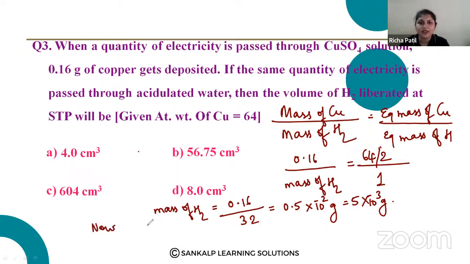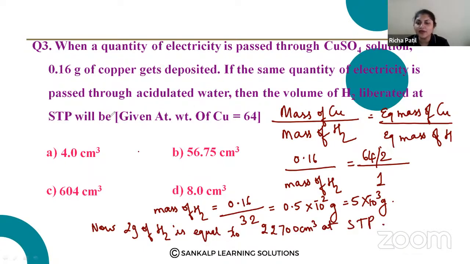Okay. So now for 2 grams, if the same quantity of copper is deposited, passed to acidulated water, then the volume of H2 liberated at STP will be. So for 2 grams of H2 it is equal to 22,700 cm³ at STP. You have to find the volume of H2 liberated at STP, standard temperature and pressure, which is given as 22,700 cm³. So for 2 grams of H2, it is equal to 22,700 cm³ at STP.